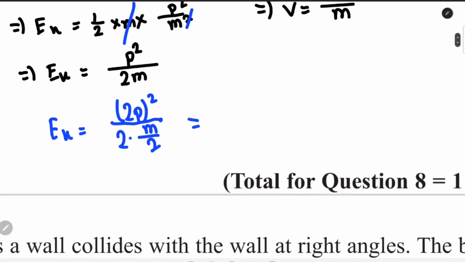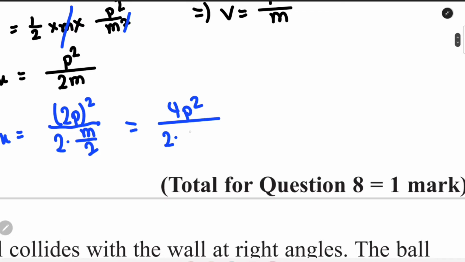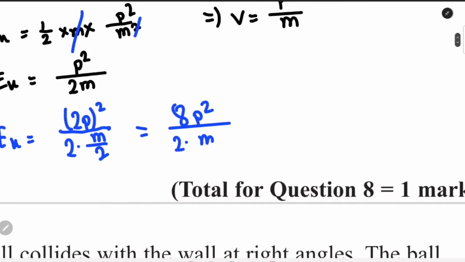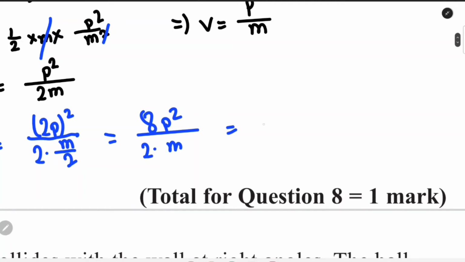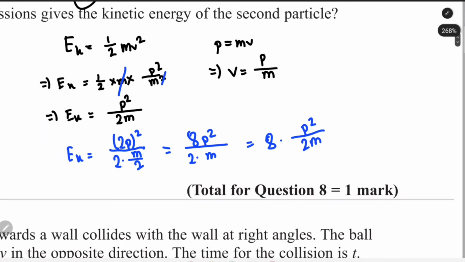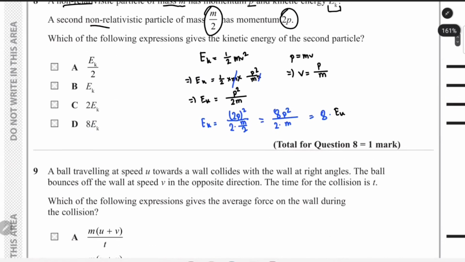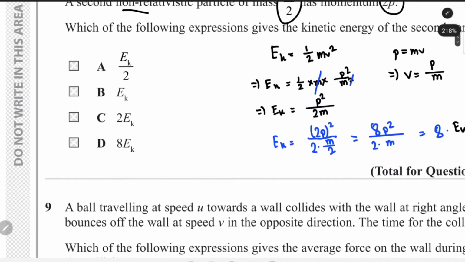I'll keep this over here. So before we go there, we have 4p squared times 2 times m by 2. I can move this 2 to the top. I'll have 8p squared by 2m. Now I can take the 8 out as common. I'll have p squared by 2m. This was the previous kinetic energy. So 8 times the previous kinetic energy. So the new kinetic energy will be 8 times the first one.